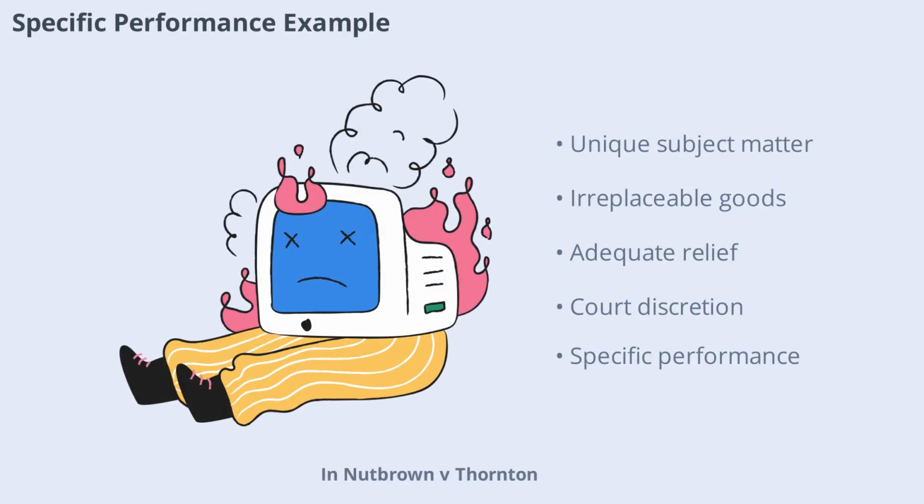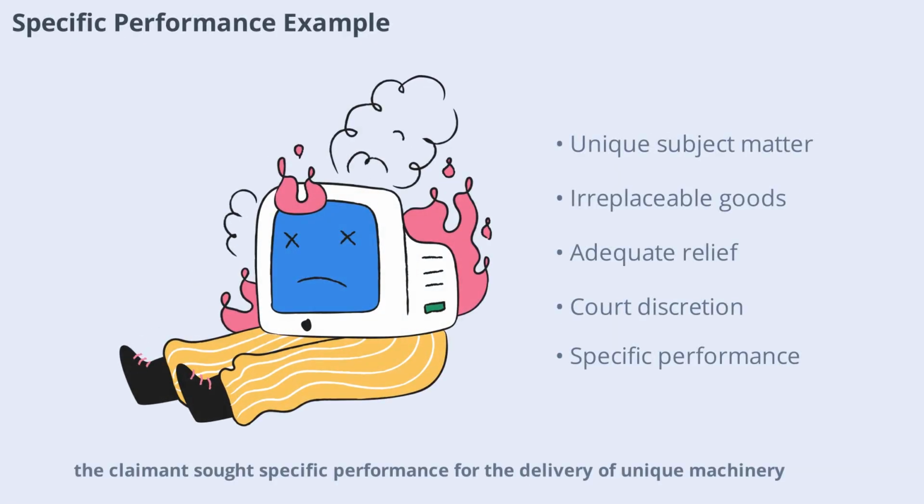In Nutbrown v. Thornton, the claimant sought specific performance for the delivery of unique machinery. The court granted the remedy, recognizing that damages would be inadequate since the machines could not be purchased elsewhere. This case highlights the importance of specific performance when the subject matter is irreplaceable.